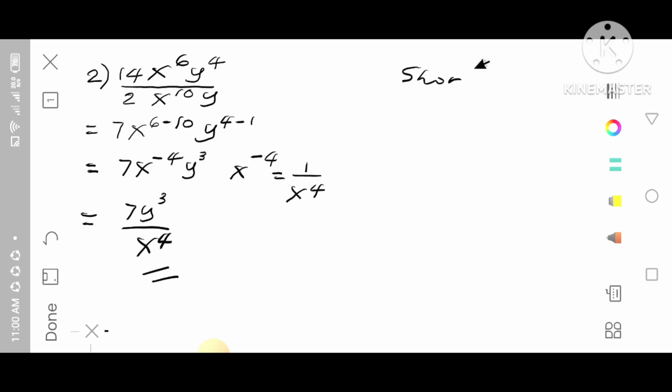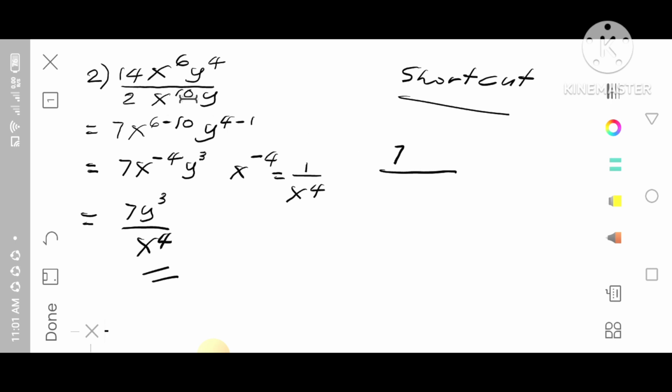Okay. Now, we have a shortcut, no? Para hindi na tayo mag negative exponent. So paano ba yung shortcut nito? Now, instead of subtracting 6 and 10, and then 4 and 1, kung sino yung malaki ang power, doon mapupunta yung variable. For example, x6 and x10, mas mataas ang x10, so yung x natin sa ilalim mapupunta. Just subtract 10 and 6.